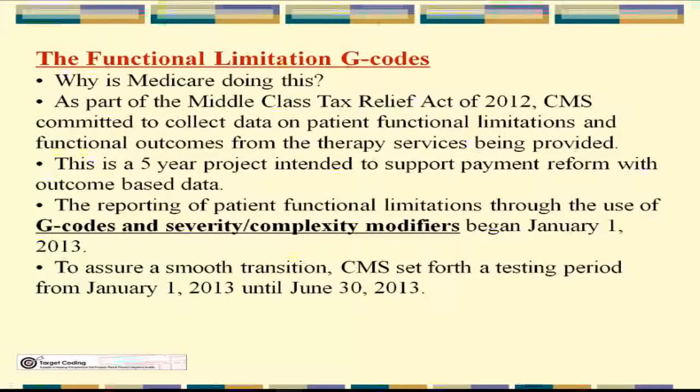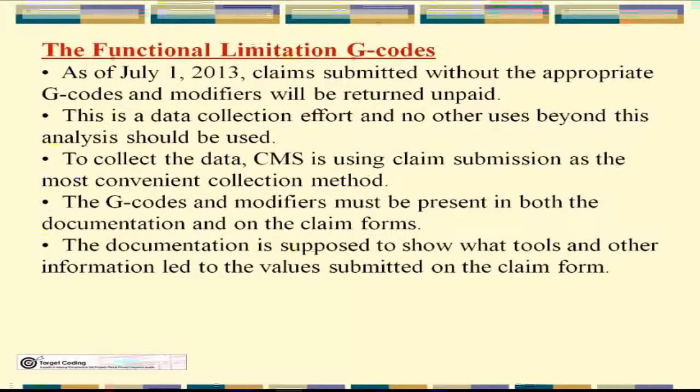Now this began January 1st, 2013. So there was a testing period of January 1st, 2013 through June 30th of 2013. So as of July 1st, 2013, claims submitted without the appropriate G-codes and modifiers are going to get returned unpaid. So this is a very important process and requirement that Medicare is now requiring.